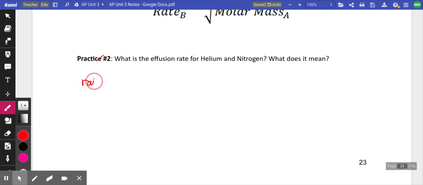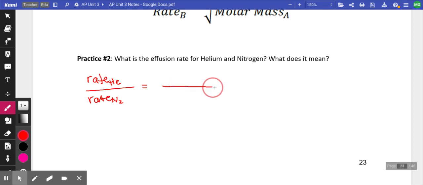So I'm going to be looking at my rate of effusion for helium over my rate of diffusion for nitrogen. And that's going to be equal to, if helium's on the top of my rate fraction, I'm going to put helium on the bottom on this fraction over here. So it's the square root of the molar mass of A on the bottom and the molar mass of B on the top. And these are the same molar masses that I calculated in the last problem, except now we're going back to grams per mole.